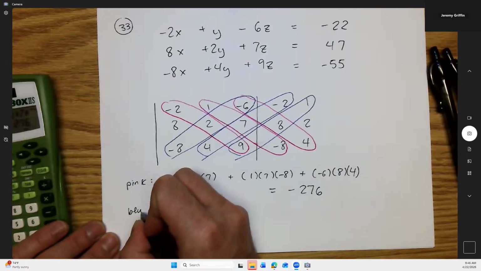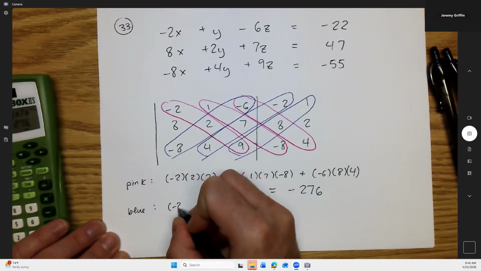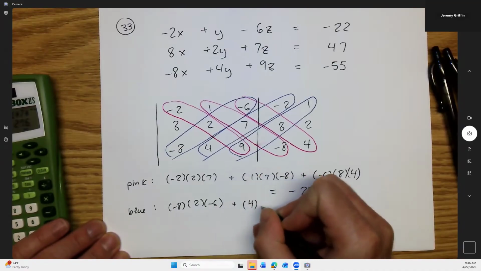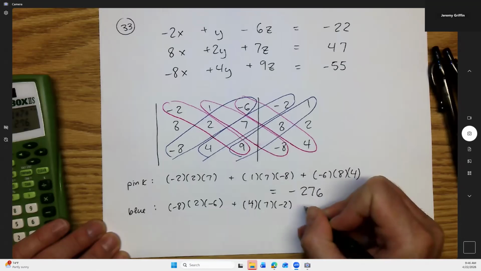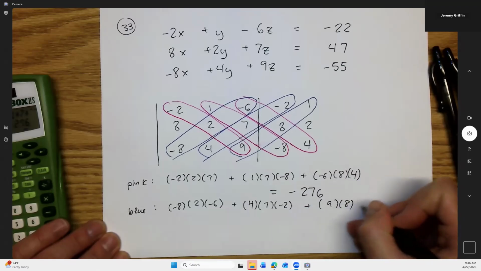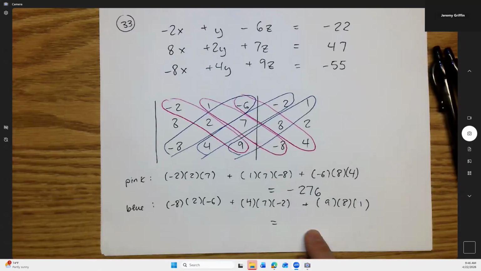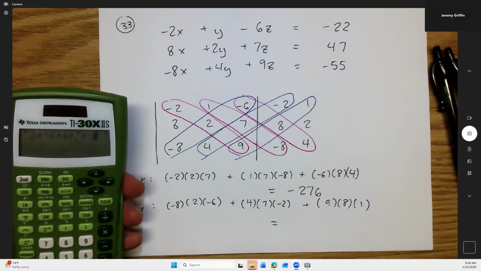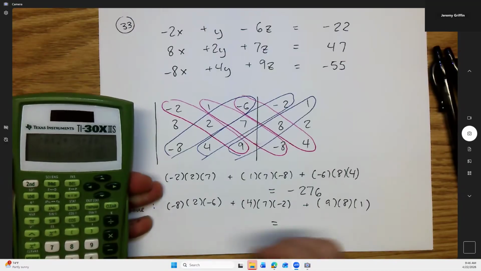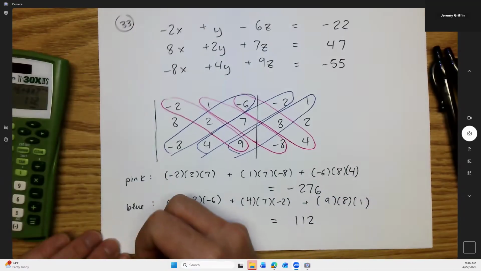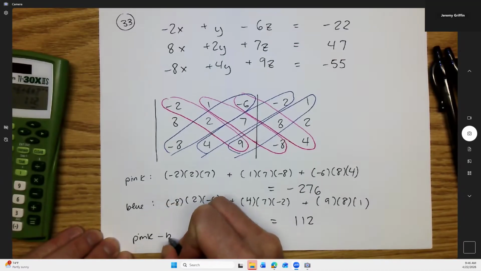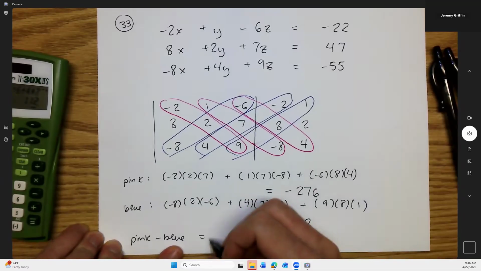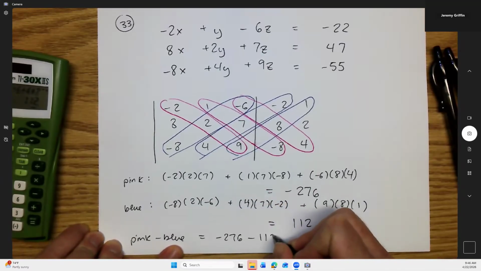Now let's switch over to everything in blue, those blue diagonals. So looking at negative 8, negative 6, 4, 7, negative 2, and 9, 8, 1. I'm getting 112. Then if you do the pink minus the blue diagonals, that's the determinant of that matrix. So let's do negative 276 minus 112.